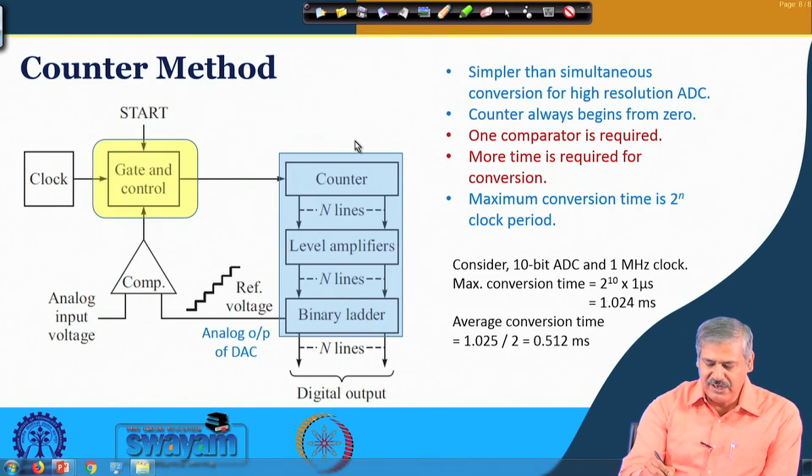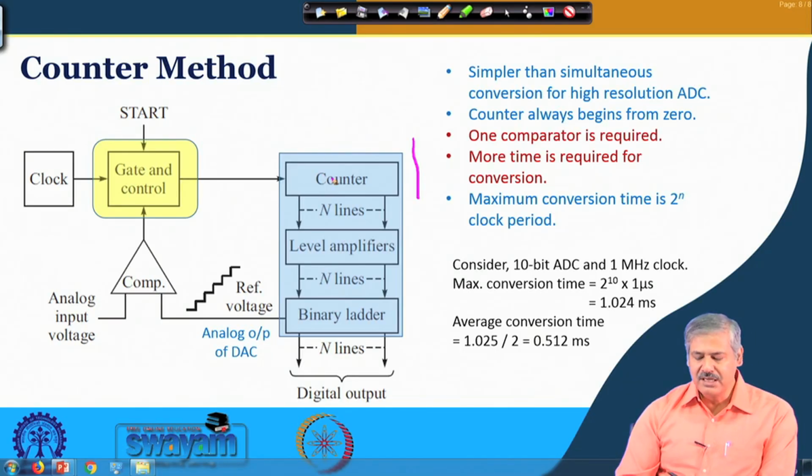What you see over here is a block. There is a counter. This counter is initially reset, that is, it is initially at 0, and then it increments. When it increments, you have seen this kind of arrangement for a DAC. There is a level amplifier, there is a binary ladder. The ladder output, this analog output, that the DAC gives, will be a step like output. This output comes over here to the comparator that I was talking about, and this is the analog input voltage.